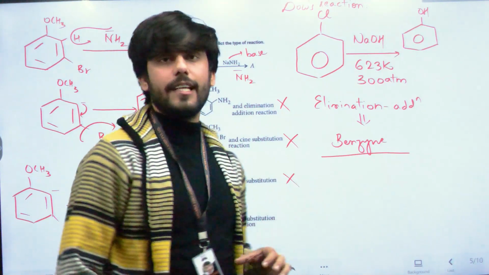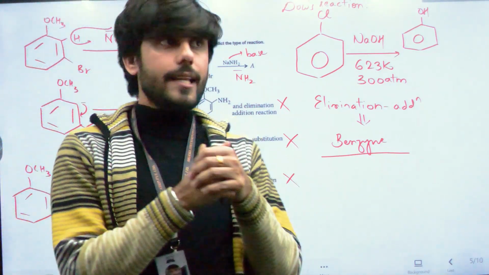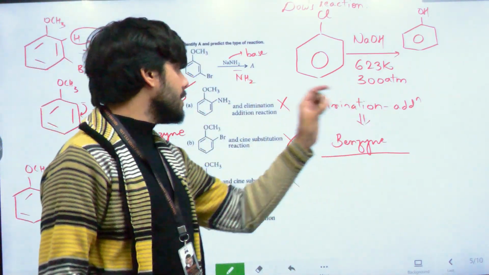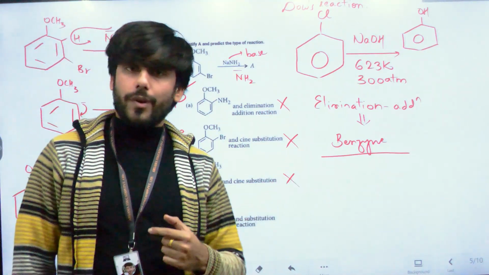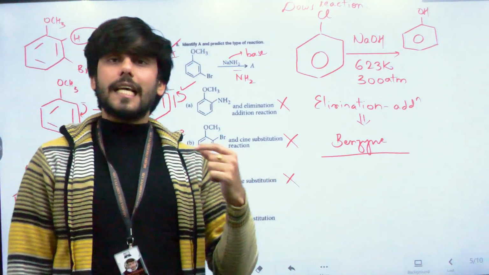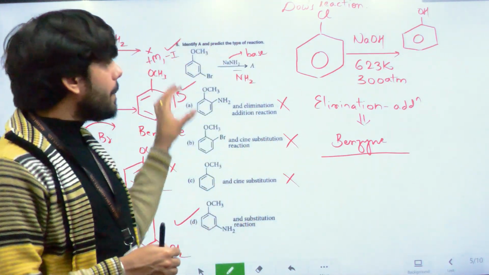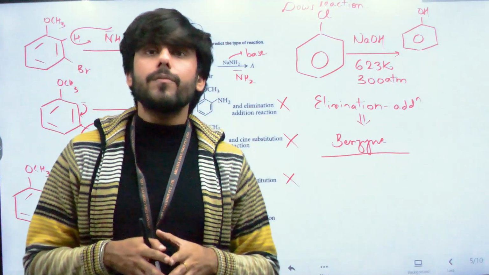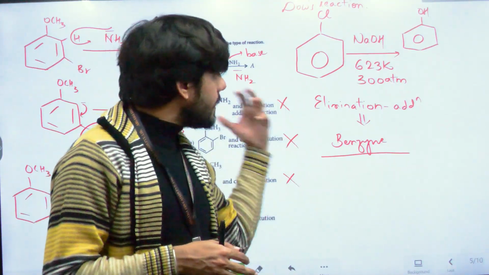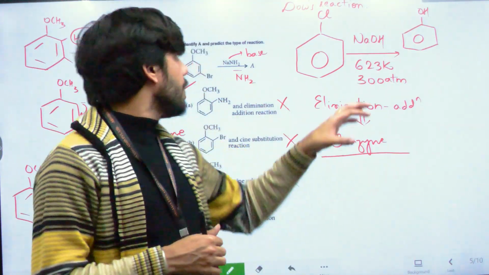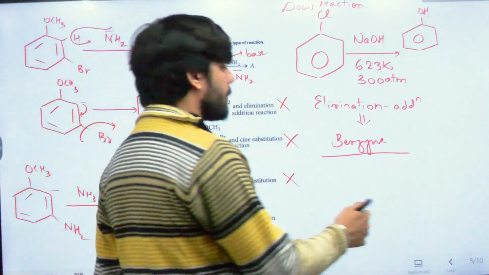So this is basically an addition-elimination type mechanism. The mechanism is elimination-addition type. The reaction is substitution only. So the substitution reaction takes place via an elimination-addition type mechanism, where the mechanism proceeds via the formation of this intermediate, benzyne.